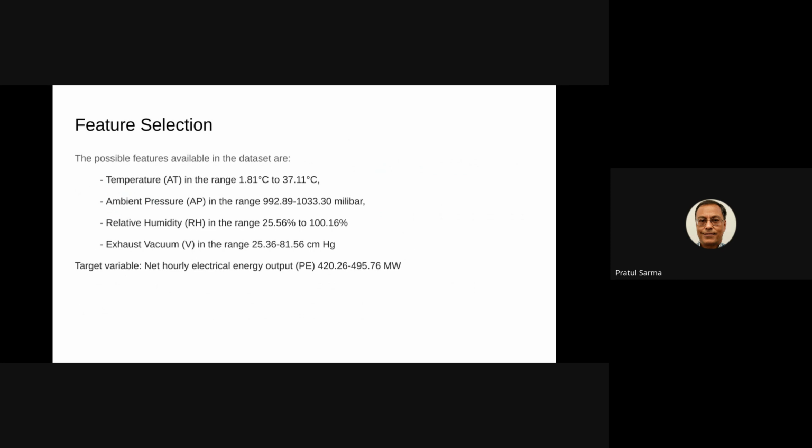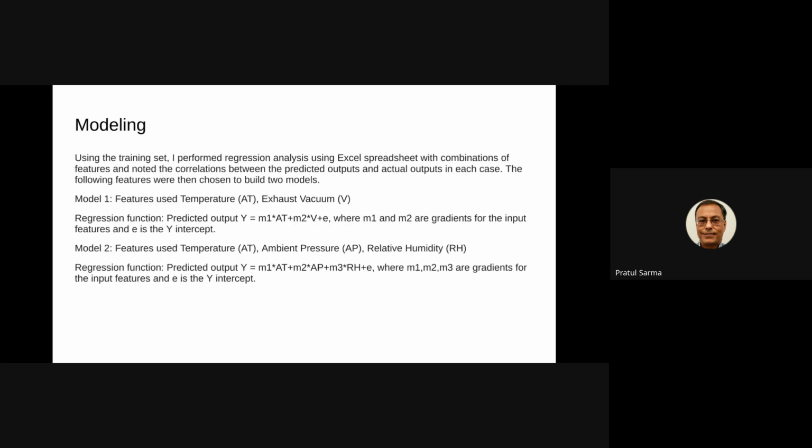There are four features available in the dataset: temperature, pressure, relative humidity, and exhaust vacuum. We'll be using a combination of these to predict the output. During modeling, I performed a regression analysis using an Excel spreadsheet with combinations of these features and noted the correlation between the predicted outputs and actual outputs in each case.